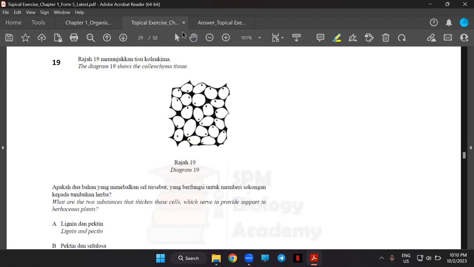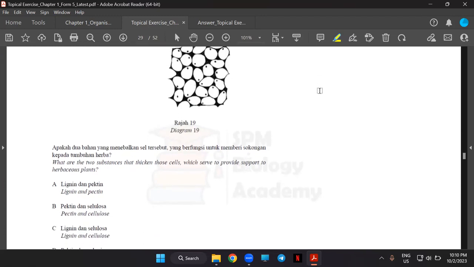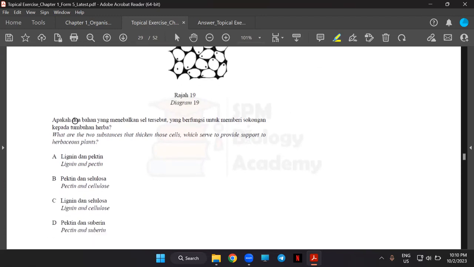Rajah 19 menunjukkan tisu kolenkima. Diagram 19 shows the collenchyma tissue. Okay. Apakah dua bahan yang menebalkan sel tersebut yang berfungsi untuk memberi sokongan kepada tumbuhan herba? So what are the two substances that thicken those cells? The cell wall, which serves to provide support to herbaceous plants.